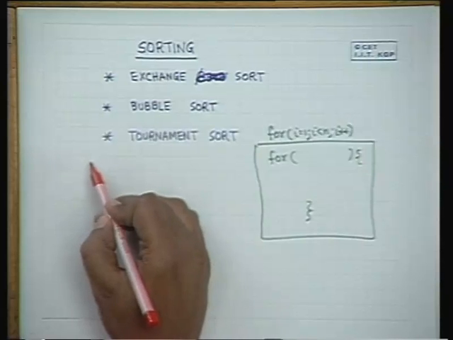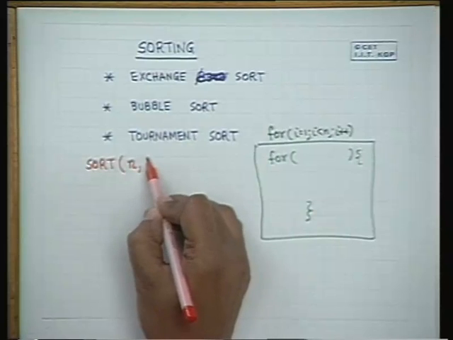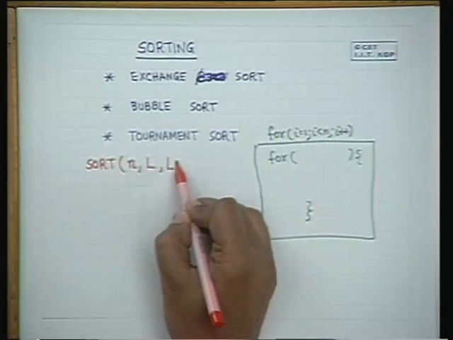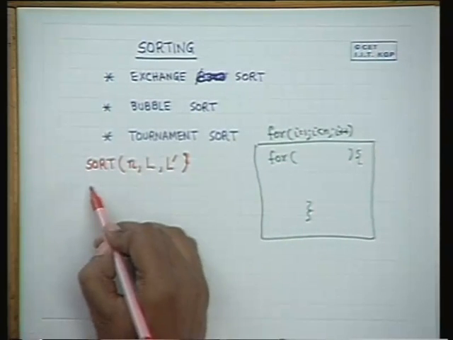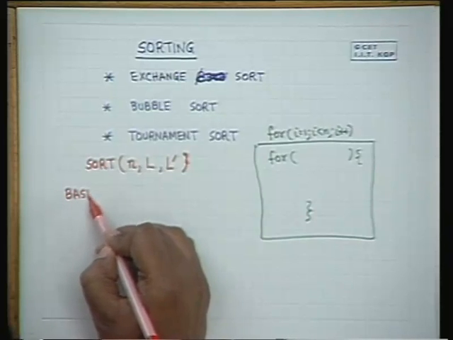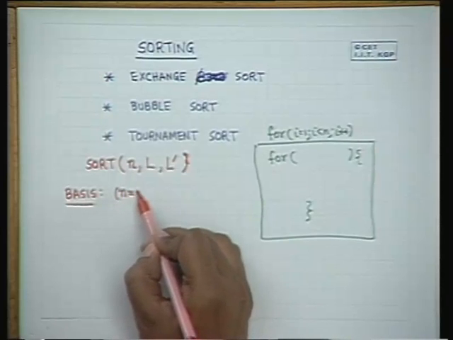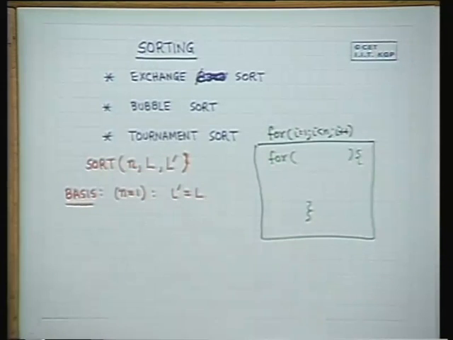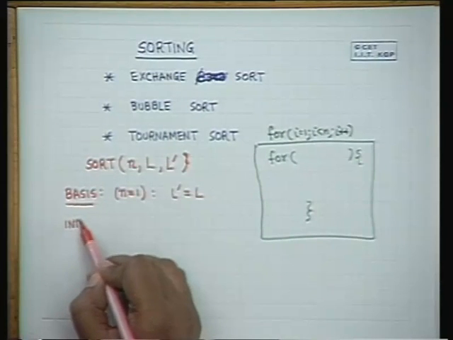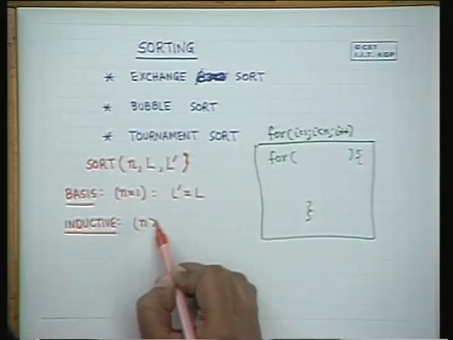The rule is like this: sort a list of n elements and give me the sorted list L dashed. This is the sorting routine. What is the basis condition? N is equal to 1. Then what do we do? L dashed is equal to L. Alright. What is the inductive condition? N is greater than 1.